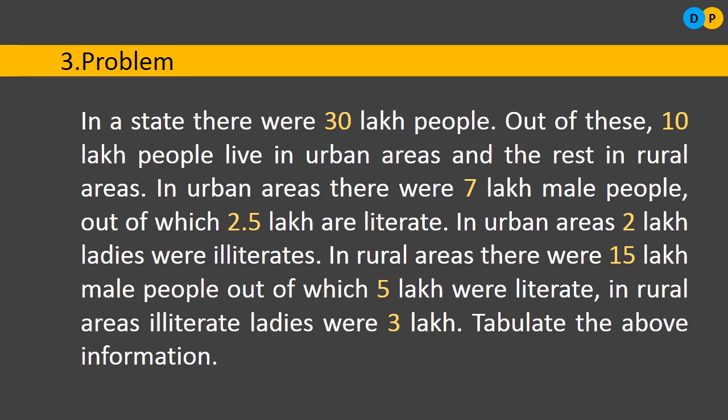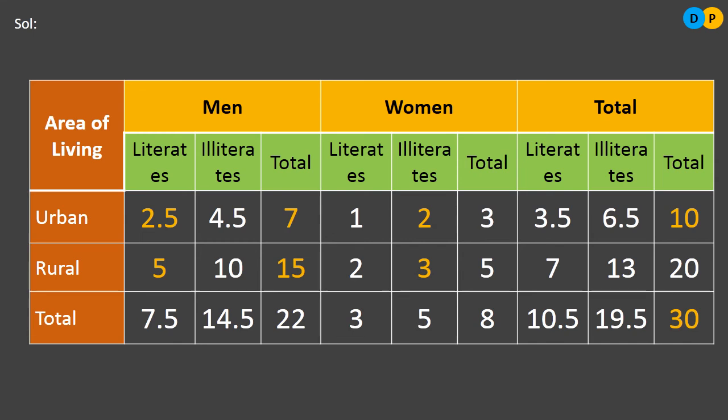So these are the three prime important characteristics. The first one is the area in which they are living, the second one is men or women, that is sex, and the third one is literates or illiterates. Considering these three characteristics, let us first prepare the table and fill it with the values.